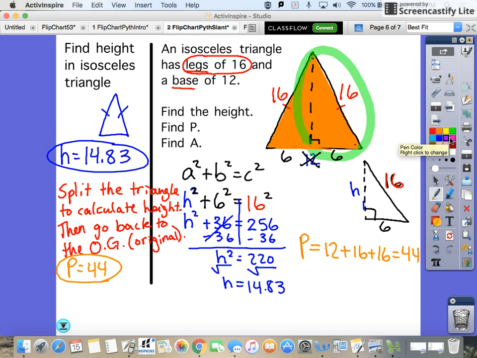And then we have to find the area of the original. You're going to take the base, which was 12, times the height. That's what we had to calculate, that 14.83. That's why it was important. You can't find the area unless you have the height. Then you're going to divide that by 2. So the base times the height you found, divided by 2. And again, that's the base of the original triangle. And we get 88.98.